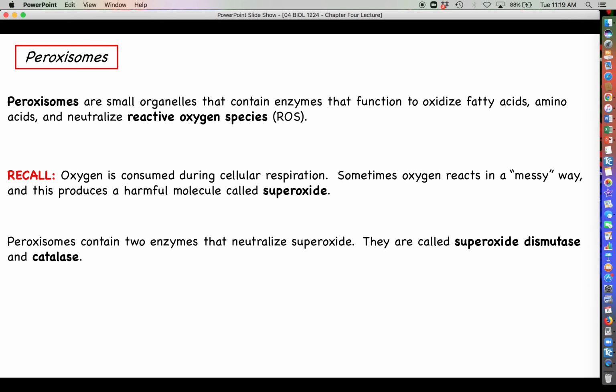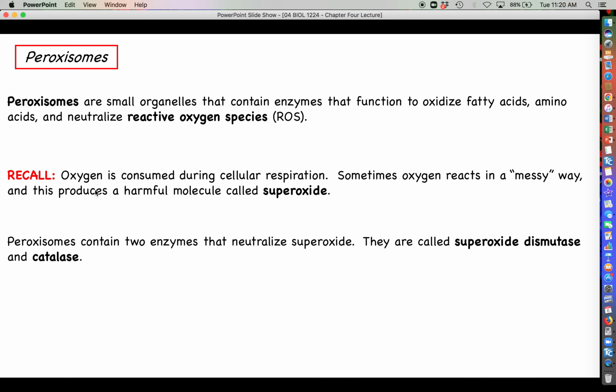Okay, so a couple more organelles for us to discuss. First, we'll just briefly mention peroxisomes. These are small organelles that do a couple of different things, namely oxidize fatty acids. So if you're not using sugars for your food, you're probably using fatty acids, and a lot of the initial oxidation reactions that help to break those fatty acids down occur in the peroxisomes. But one of the major things I want to discuss here is the neutralization of what is called reactive oxygen species, or ROS. So what is this?